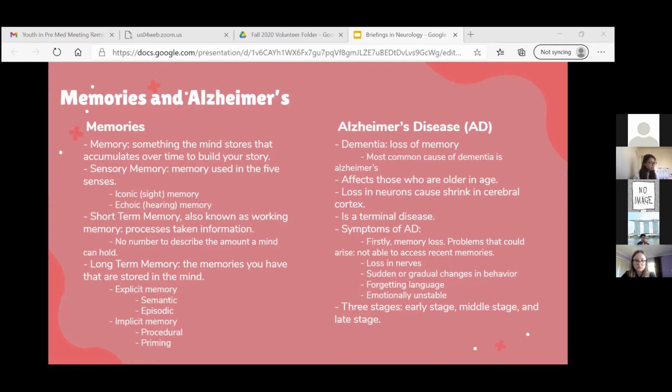If you want to learn more about memories or Alzheimer's disease, please visit the National Center for Biotechnology Information's website, or NCBI for short. They provide a more detailed explanation about Alzheimer's and memories.